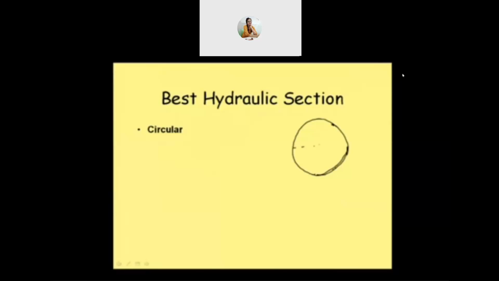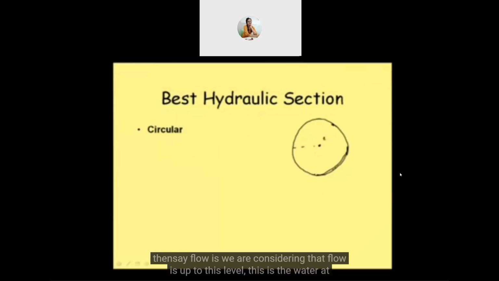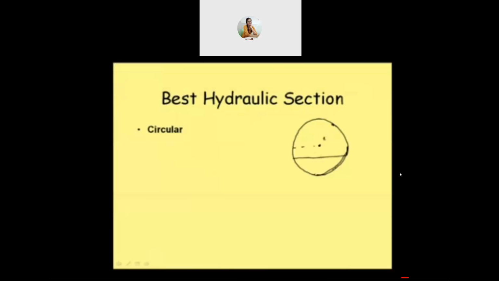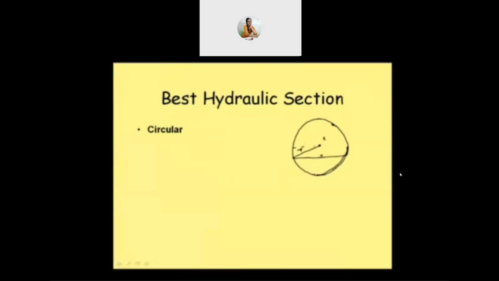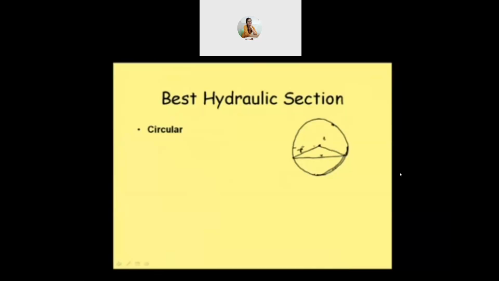Say this is the center, and say the flow is up to this level. Okay, this is the water at this level, and this length is equal to the radius. Suppose the radius of this circle is r, so this is r, and in both directions this will be r. Let me draw a normal in this direction, and this angle is theta.